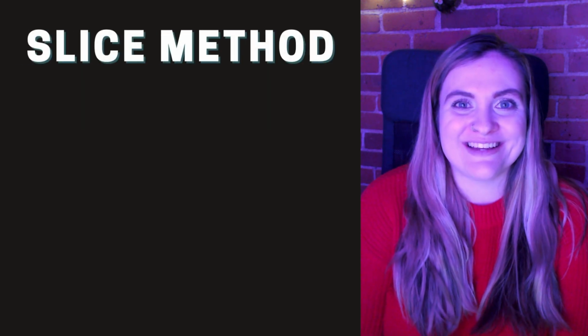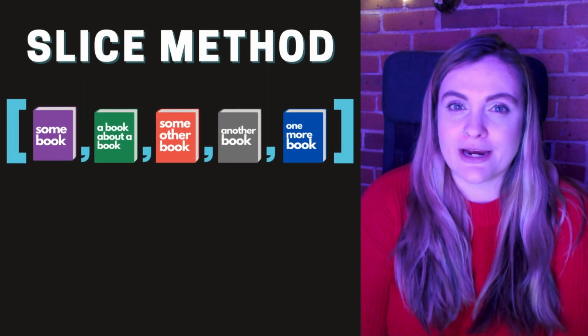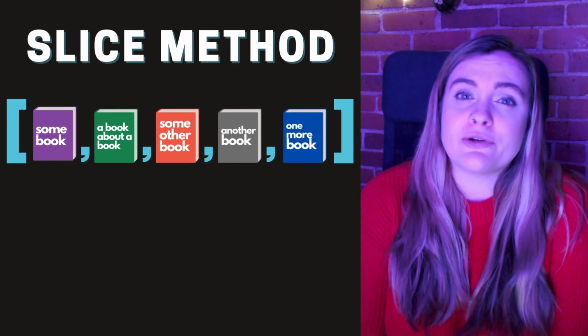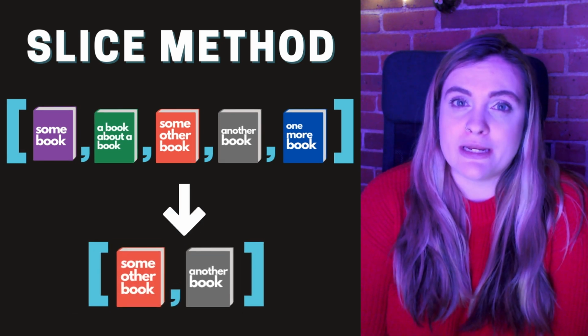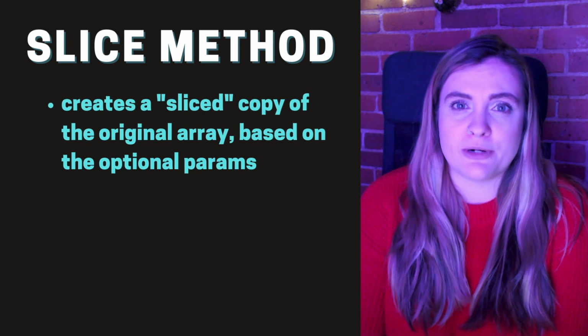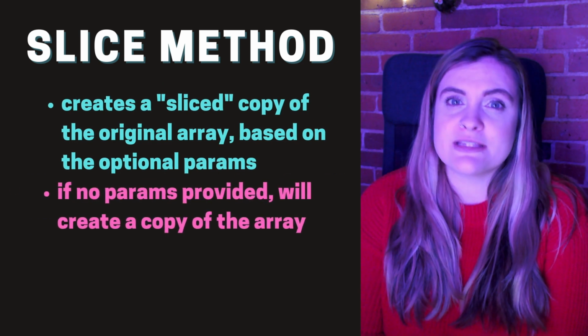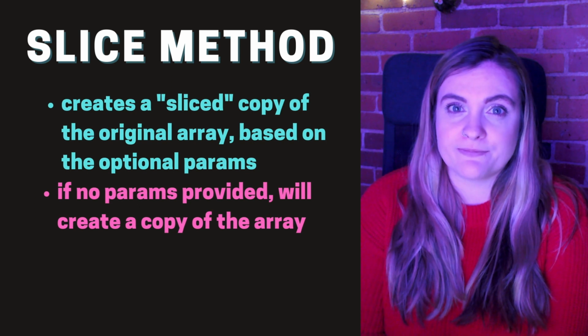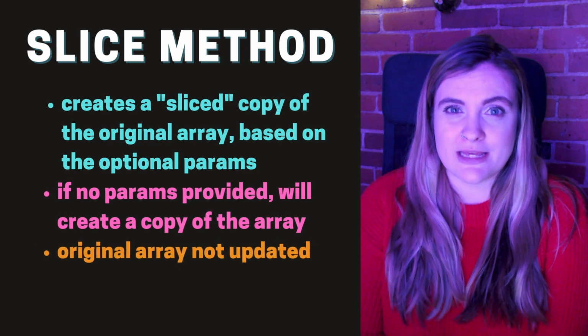Let's talk about Slice.js. Say we have an array of books, but we only care about the third and the fourth book. We want to create a new array with just the books that we want in it. We can do this with Slice. Slice creates a new array based on the optional params. If no params are provided, Slice will return a copy of the original array. And the original array is not updated via Slice.